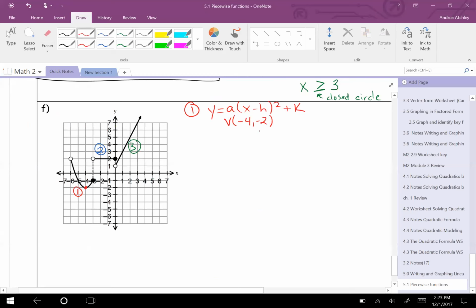Did anyone get the A value? 1. Okay, remember that first step. If I go to the right or left 1, how far up did I move? That's my A value. So my A is 1. Plug it in. Y equals 1 times x minus a -4, in here goes to +4, squared and then -2.